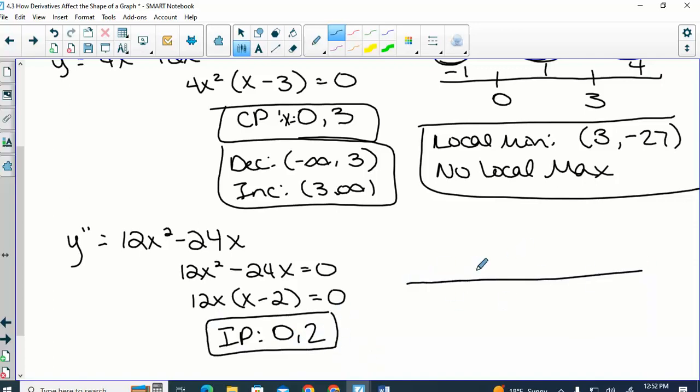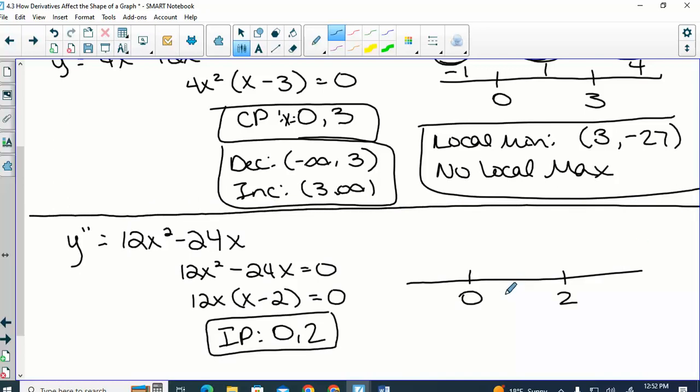So now let's check our concavity. All of this information is for the second derivative, so we're doing a sign line for the second derivative. So we need our test points. If we put in negative 1, 12 times negative 1 is negative, negative 1 minus 2 is negative, negative times negative, positive. If we put in a 1, 12 times 1 is positive, 1 minus 2 is negative, positive times negative, negative. Put in a 3, 12 times 3 is positive, 3 minus 2 is positive, so that is positive.